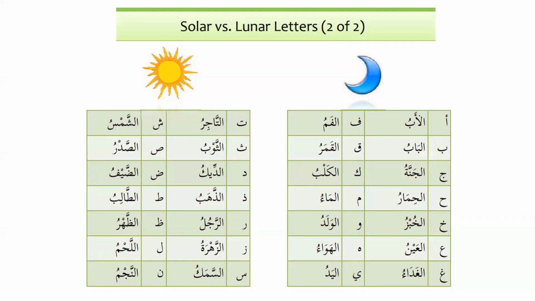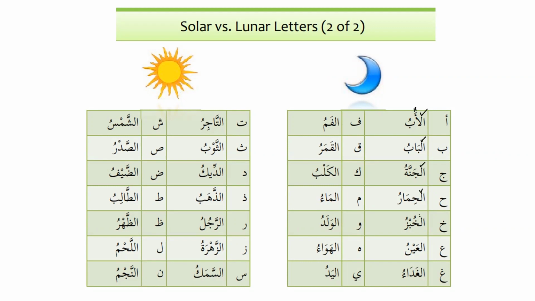Al-ab, right? So lam will be pronounced. Why will lam be pronounced? Because after lam, there is no tashdid. We don't see tashdid over here. Al-ab means the father. Then we have al-babu, the door. It has to be pronounced. Al-jannatu, the garden. Al-himaru, the donkey.